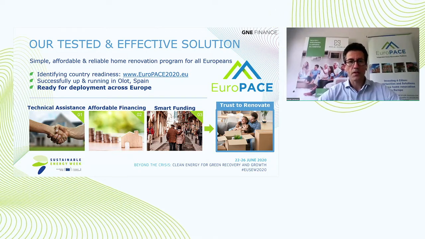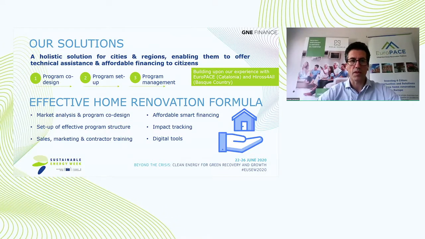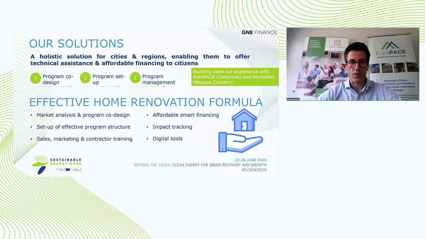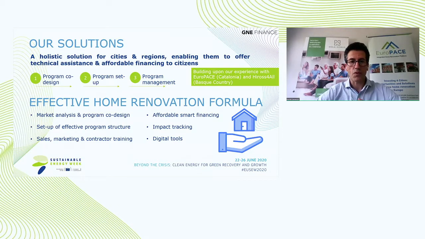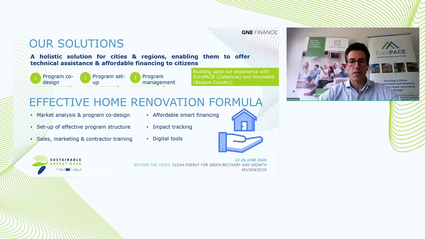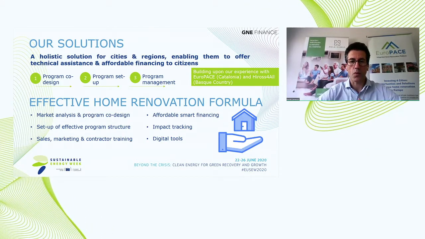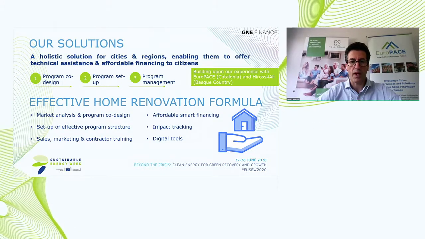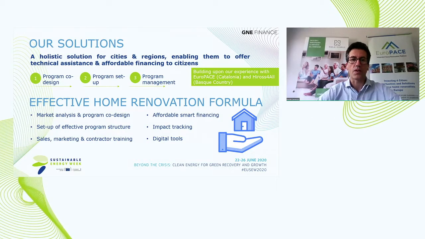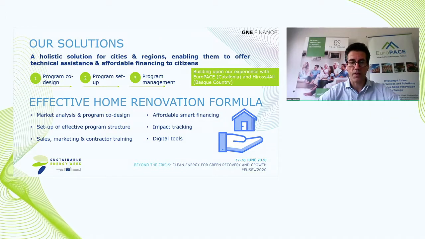Next slide, please. These three elements generate what we call the trust to renovate from people, the empowerment of people so that they can be aware that they can undergo their own renovation process. We implement this through three steps, which are the program design, the setup, and the management of the program itself, which is basically putting together a one-stop shop and bringing the financing that is needed for all the people to implement the project. And we provide a set of tools, from market analysis to sales, digitalizing, and tracking, so that the delivery of these services can be really effective. Next slide, please.